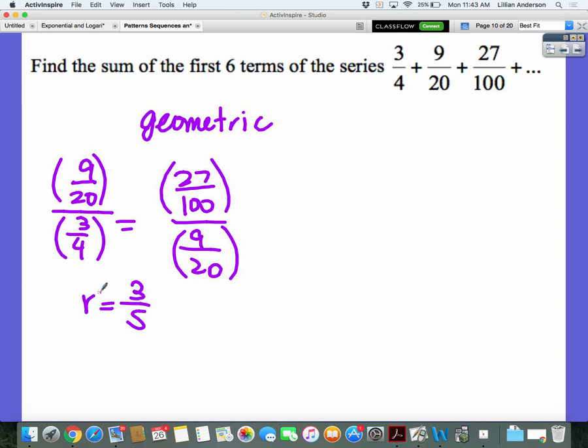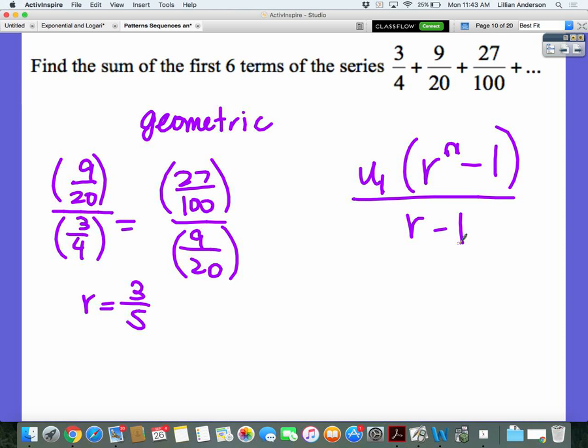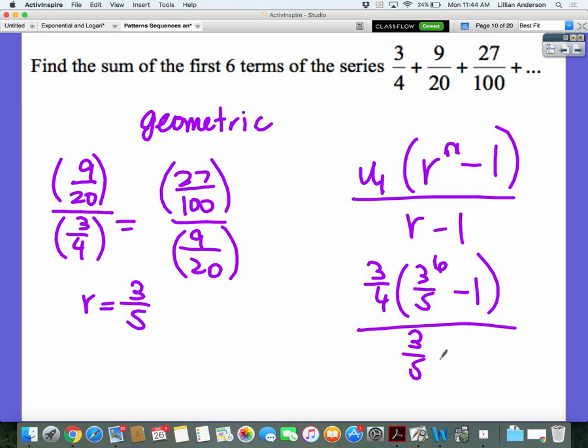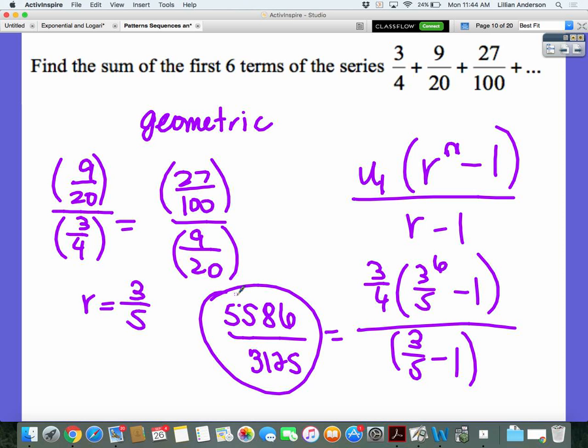And then to find the sum, the formula is your first term, times your ratio to the n minus 1, all over your ratio minus 1. So 3/4, 3/5 to the 6. It's a process. Make sure that you do this in your calculator, guys, and you try to do it all in one line. Please make sure you include parentheses around that. What was your numerator? 5, 8, 6. And your denominator? 3, 1, 2, 5. So close. And that would have been what as a decimal? 1.79. So either one would have been acceptable.